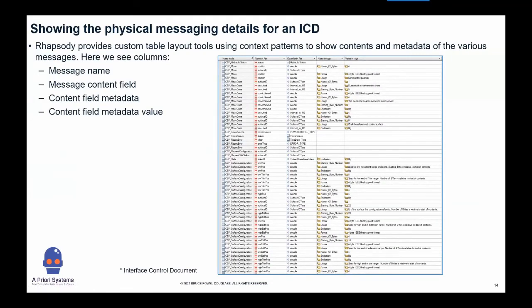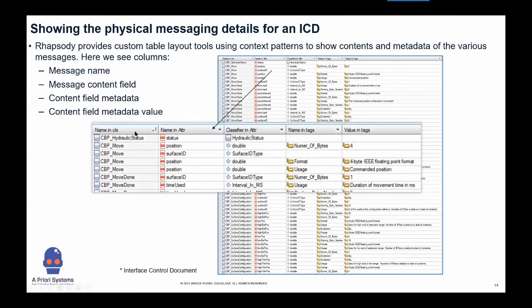So once we've done that, we can create tables that summarize information and put these in an ICD if that's what you'd like. So this is just another Rhapsody table. We've got the messages here. We see CBP move, for example. We see it represented 4 times because ultimately there are 4 different things we're showing with regard to that.